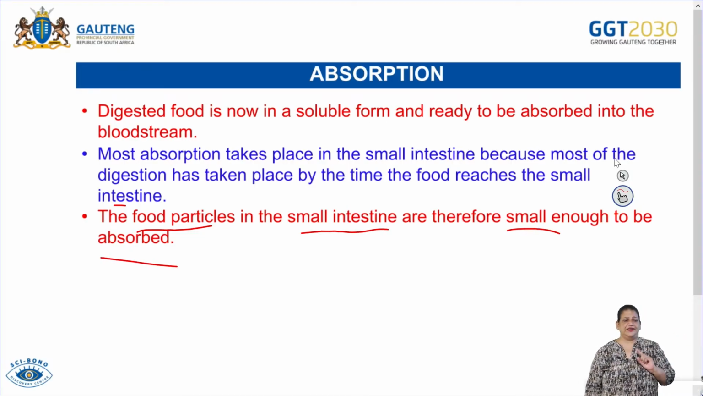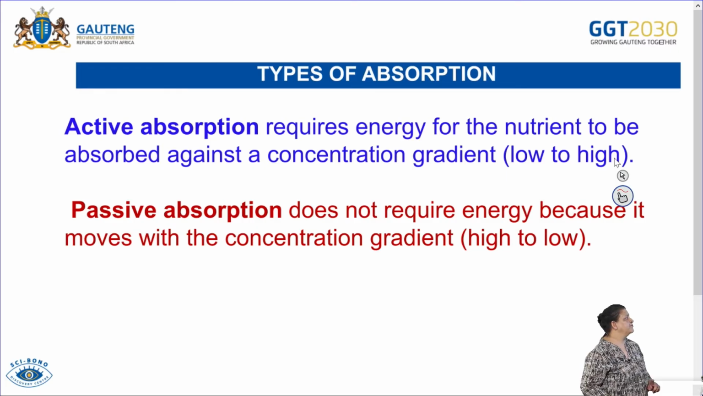All you need to know, learners, is that once you take food in and once it's broken down by mechanical and chemical digestion by enzymes, it's small enough, then it's going to be absorbed. Where is absorption taking place? Small intestine. Right. Now we have two types of absorption. We have active absorption and passive absorption.